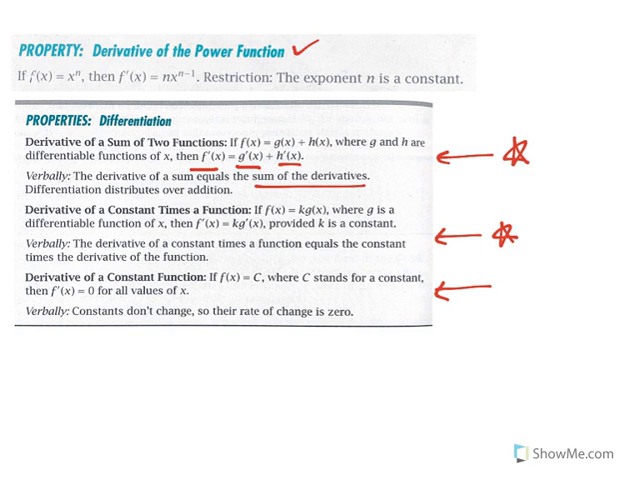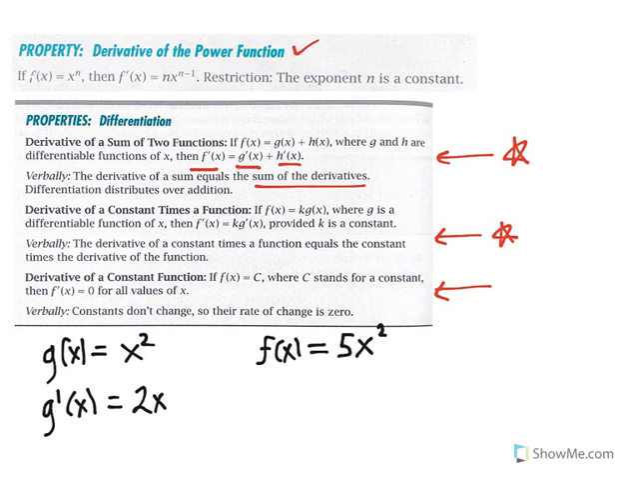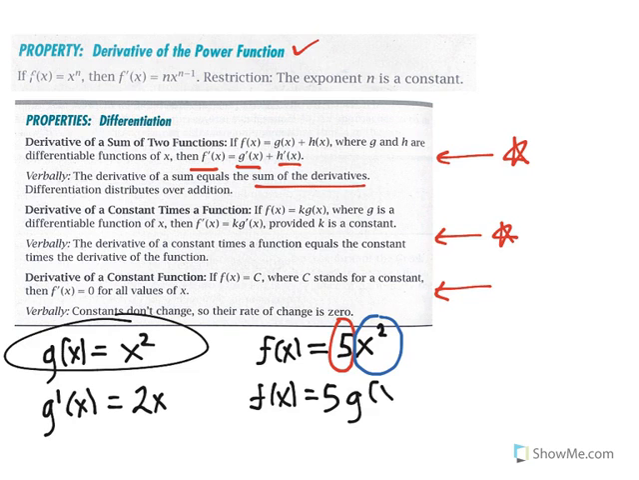The second rule is the derivative of a constant times a function. If you have f of x is equal to k times g of x. For example, let's say we have g of x is equal to x squared. This is a power function, so using the power rule, I can easily find g prime of x. It would be 2x. But what if you have a function like f of x is equal to 5 times x squared? So you have a constant times a function x squared. The constant is 5 and the function is x squared. So you can write f of x as 5 times x squared, and x squared is the function g of x. So generally, you have f of x is equal to some constant k times g of x, where g is a differentiable function of x.